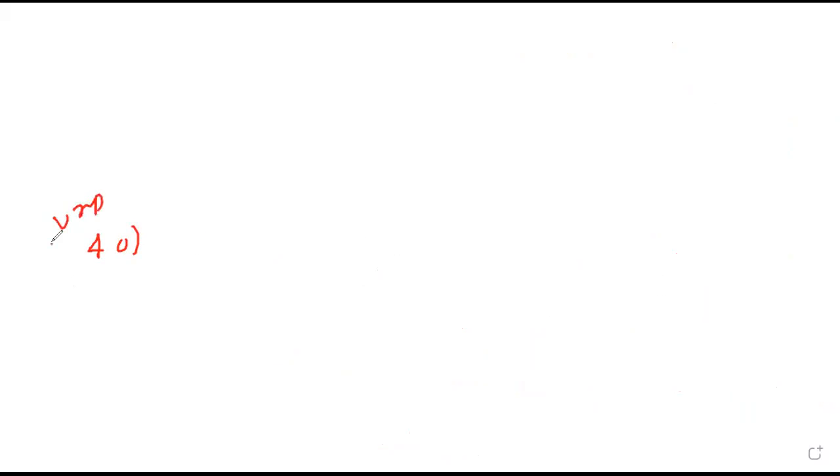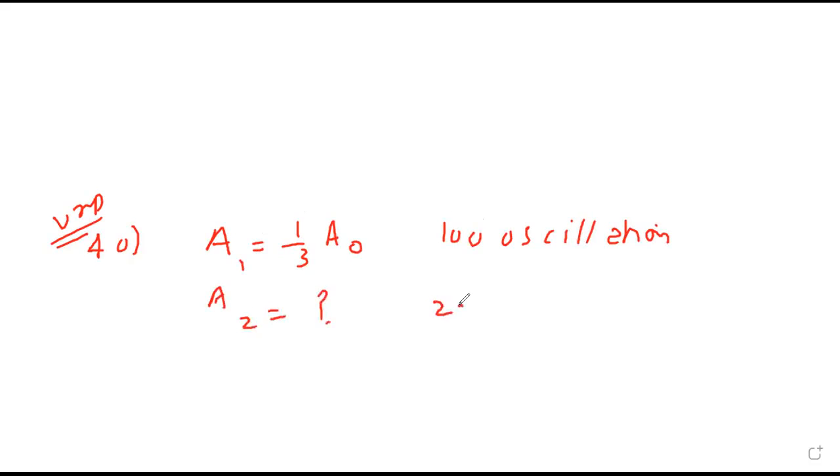Very important one. Damped oscillation. When oscillator completes 100 oscillation, its amplitude is reduced to 1/3 of original. What will be the amplitude when it completes 200 oscillation?